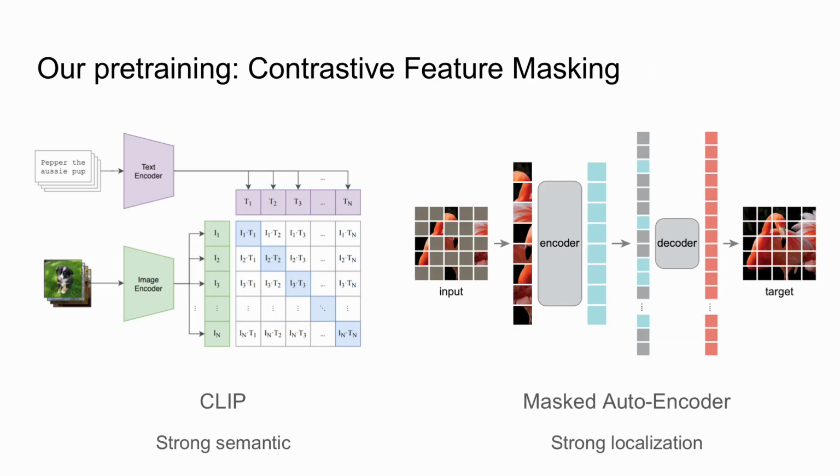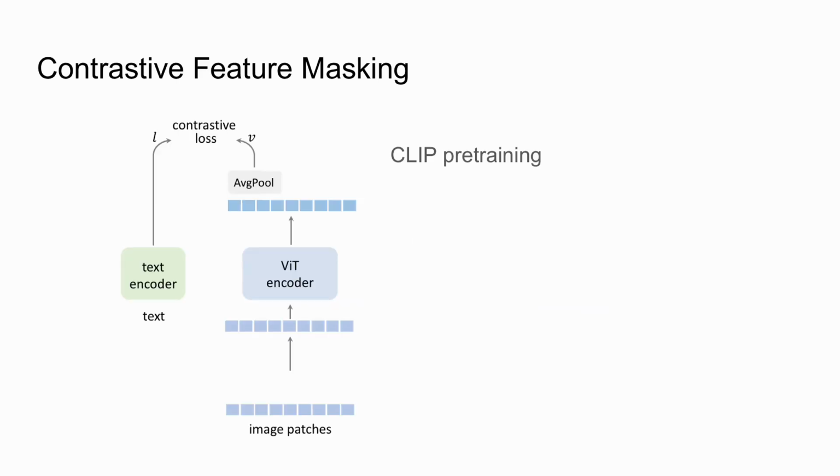While VLMs like CLIP usually have stronger semantics like object names and attributes, vision-only models like MAE show stronger localization ability in detection and segmentation. So in this work, our motivation is to learn a VLM that is effective in both localization and semantics, so that it improves the downstream open vocabulary detection.